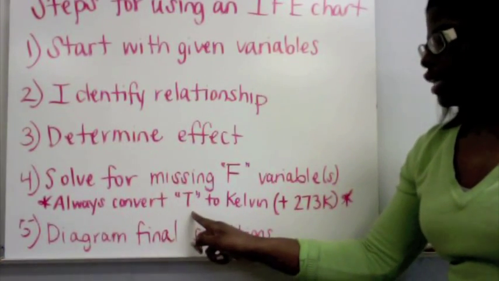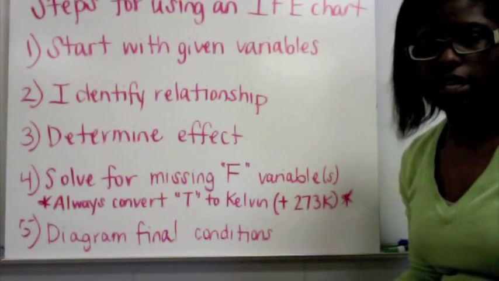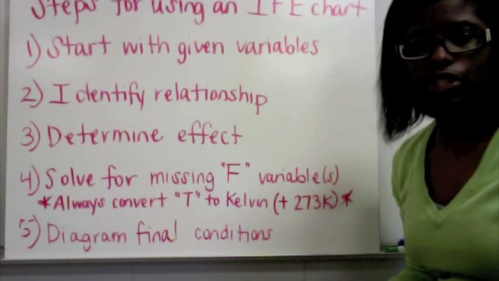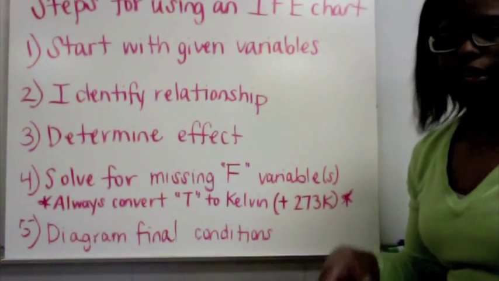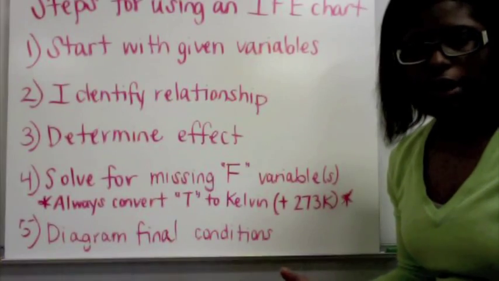Always convert your T, which represents temperature, to Kelvin. Whatever the problem gives you for your temperature in Celsius, you add 273 to it. Finally, diagram the final condition. After you've solved and gotten your answer, you then do a particle diagram to show your final conditions.